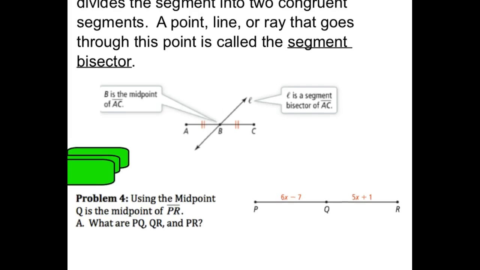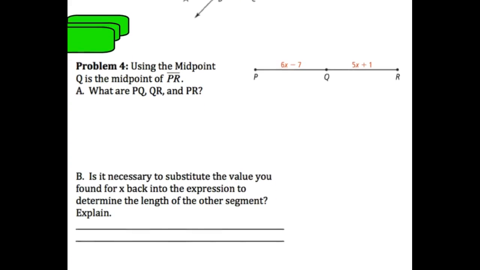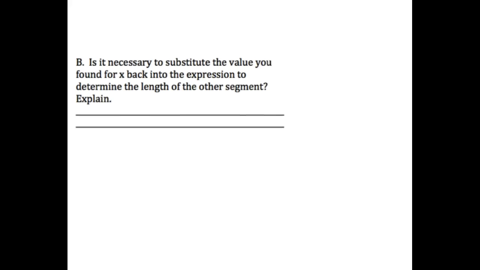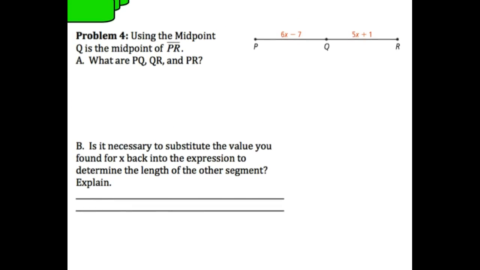Where we use this are problems like problem number 4. It says using the midpoint, Q is the midpoint of segment PR. So if you look at segment PR, Q is the midpoint. If Q is the midpoint, that means that PQ and QR are congruent, or they are equal. I like to put those little hash marks on there because those mean they're congruent, they're the same. So the question is, what are PQ, QR, and PR?